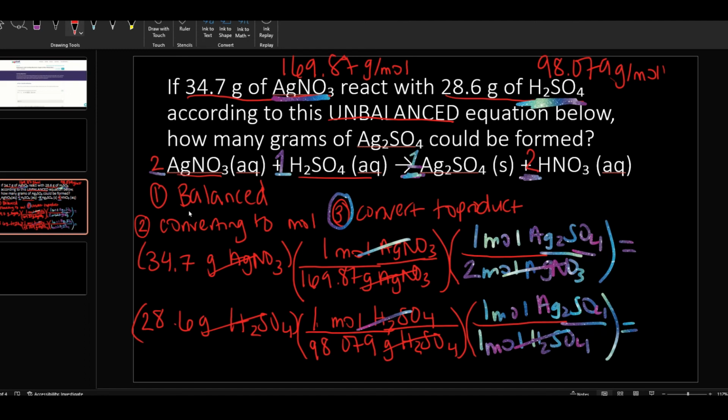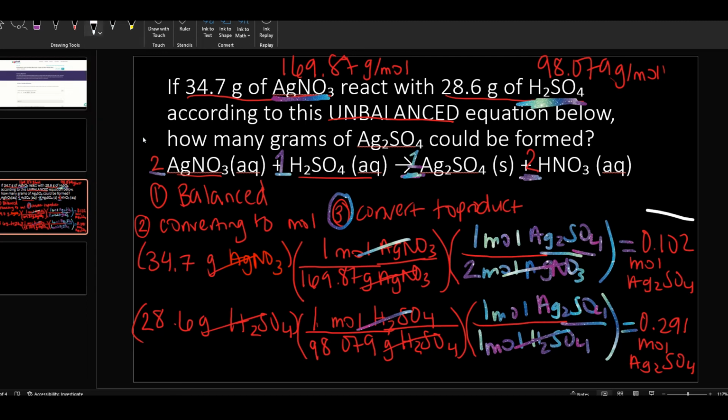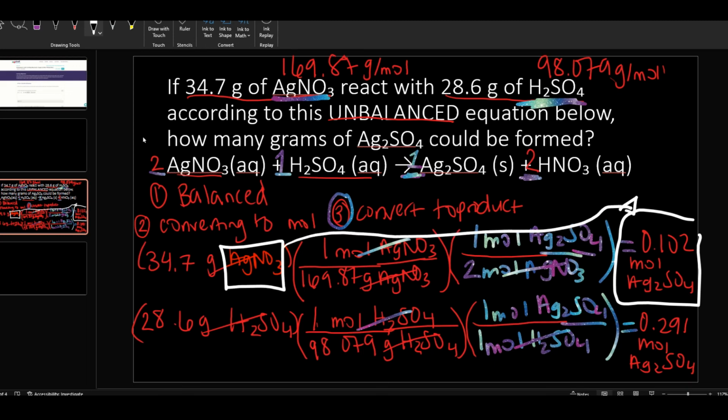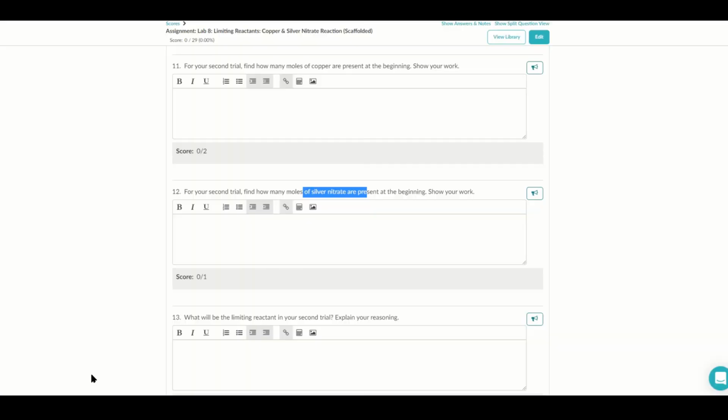So let's say, and I'm gonna actually calculate these off camera real quick. Okay, so I went ahead and calculated out how much each of these would produce of my product Ag2SO4. And you can see here that my AgNO3 is giving way less. Okay, so my AgNO3 ended up giving me way less product. So what this means is that AgNO3 is my limiting reactant, and H2SO4 is my excess reactant, it's in excess. So let's go back to the lab to connect this all together.